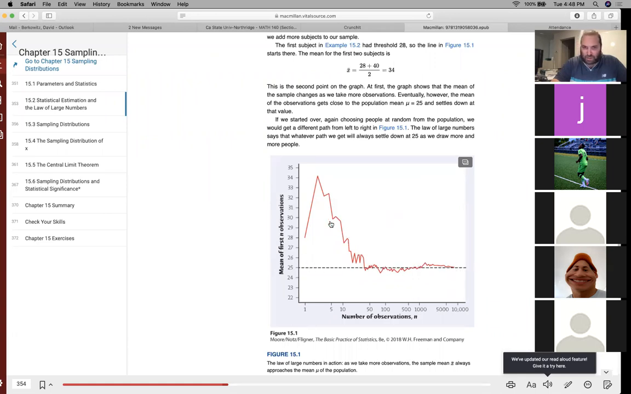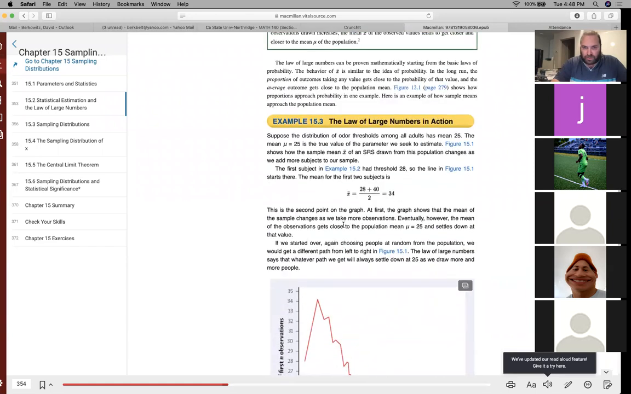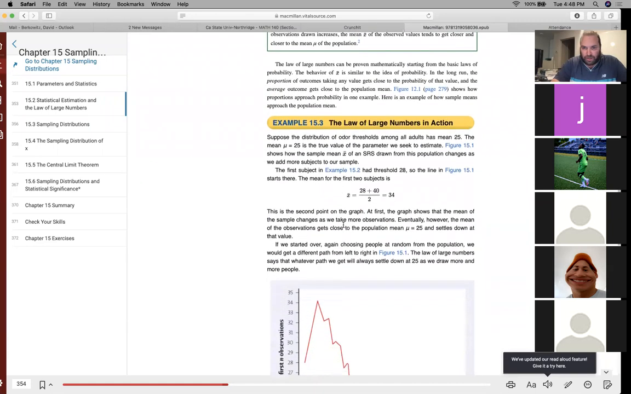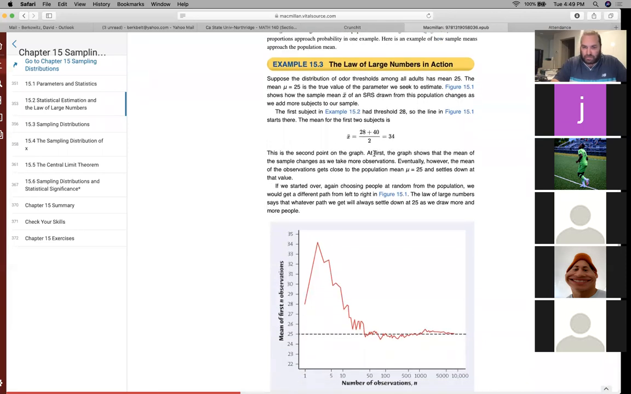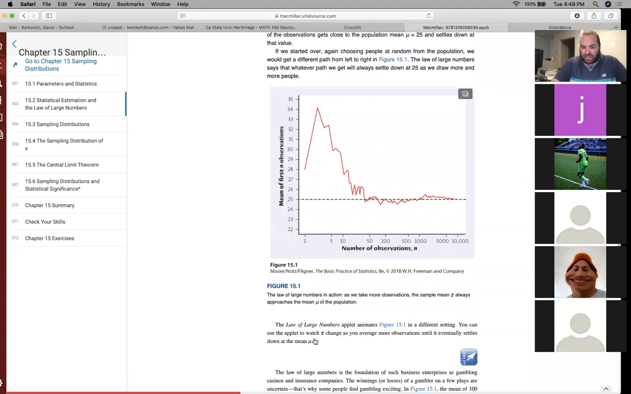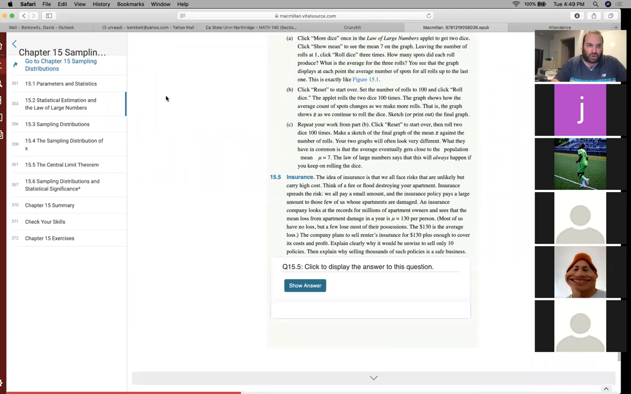So whatever this particular problem is dealing with, and I guess we can look. Yeah, it says, suppose the distribution of odor thresholds among all adults has mean 25. I don't know how you quantify odor thresholds, but suppose there's some way to quantify it. Then that means that for any small sample, you might be all over the place, but eventually it should stabilize around 25. So the law of large numbers is illustrated in this diagram by fluctuation followed by stabilization around the value that you expect. That is what the law of large numbers is, and that's all you need from this particular section.